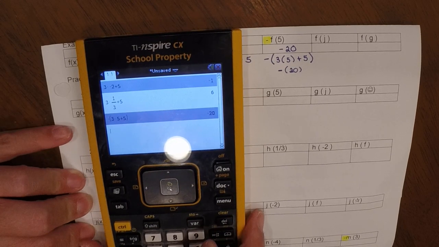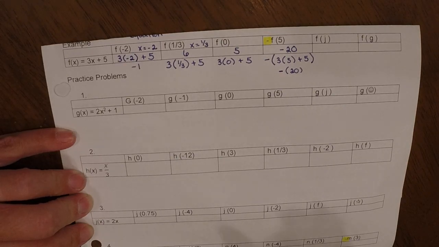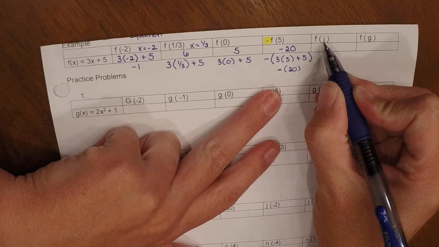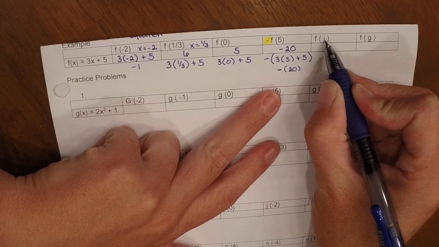All right, so let's look at these next two. These are a little different, okay? It's kind of strange, but it says find f at j.